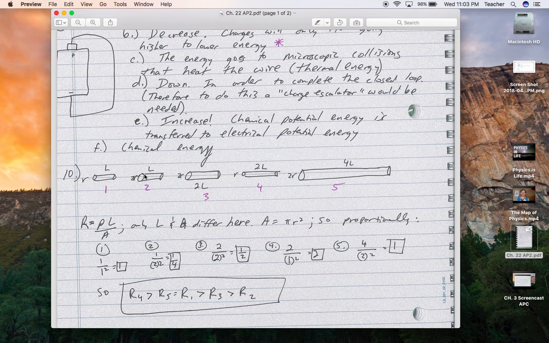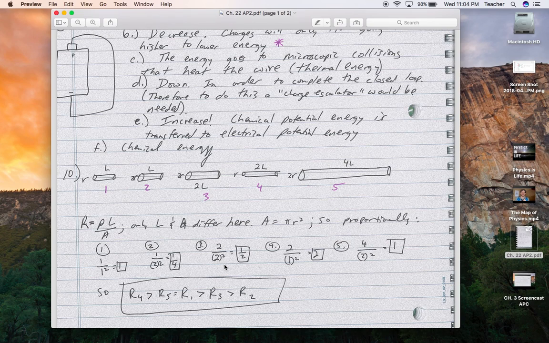For number 2, it's the same length, but twice the radius. But because the area is what matters here, it'd be 1 over 2 squared, which is 1/4. So if this had 1 ohm, this wire would have, that is not right. Let me think about that. Oh, the length, no, sorry, the length is 1, the radius is double. That's correct. I don't know why this looked weird to me. So it'd have 1/4 of the resistance.